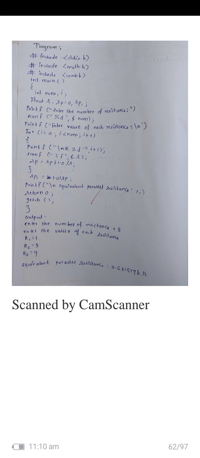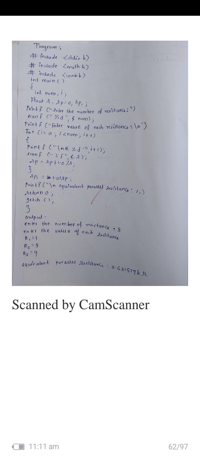We write this program in Turbo C, then save this program. Next, compile. When we compile, errors in the programming may occur: it shows the number of errors, one error, two errors, whatever mistakes were made in writing the program. When the error count is zero, compile again, then run this program.